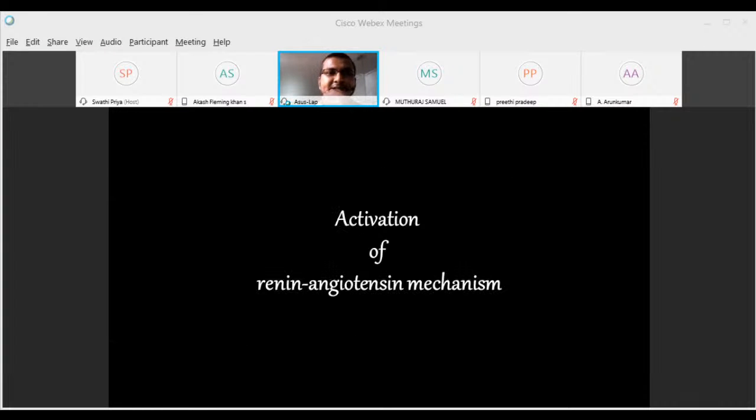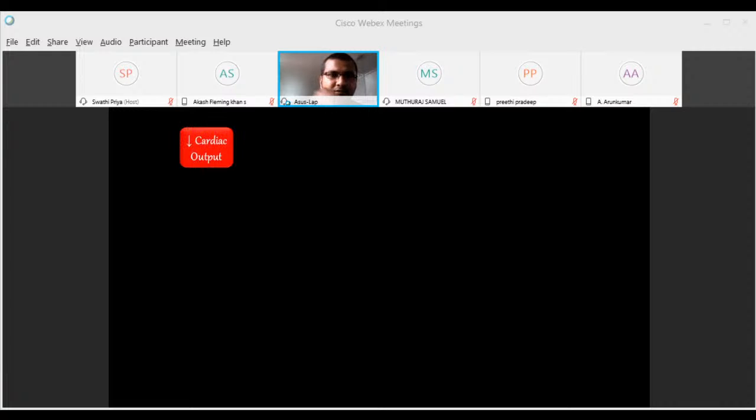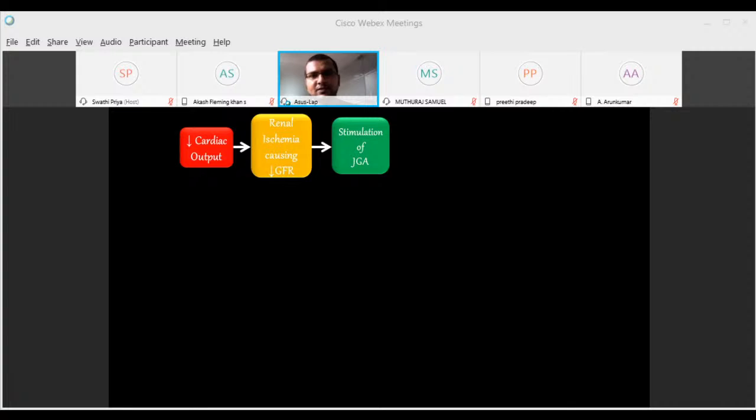If there is decreased cardiac output, for example, if a person is having less body fluid, that is, the patient is hypovolemic, that can lead to decreased cardiac output. Decreased cardiac output can lead to renal ischemia, which causes decreased GFR. The glomerular filtration rate will be reduced, which leads to stimulation of the JGA cells, the juxtaglomerular apparatus cells, and they produce a hormone called renin.